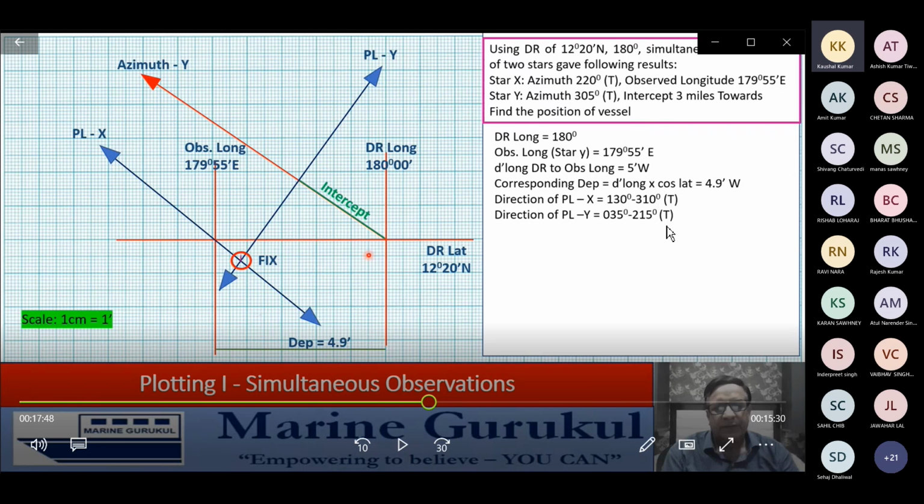Yes, beta, exactly. Always remember that we always plot the departure on the graph, never the D long.